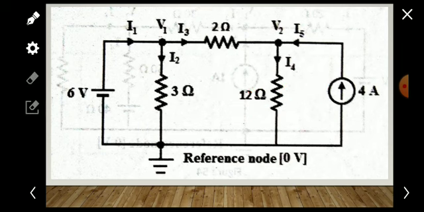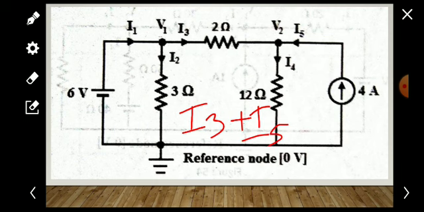Now we have to write Kirchhoff's current law, KCL, for the second node only. At the second node, I3 is approaching, I5 is also approaching, and I4 is leaving. Current entering the junction is equal to current leaving the junction, so I3 plus I5 is equal to I4. That is the KCL equation at this second node.